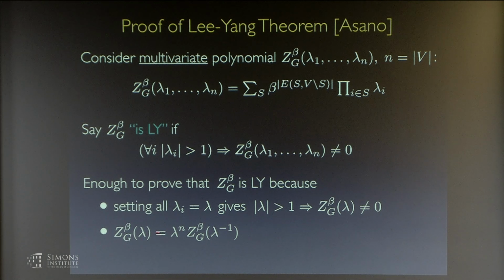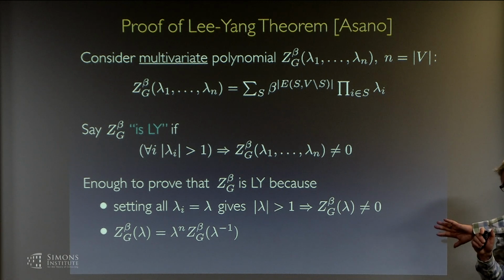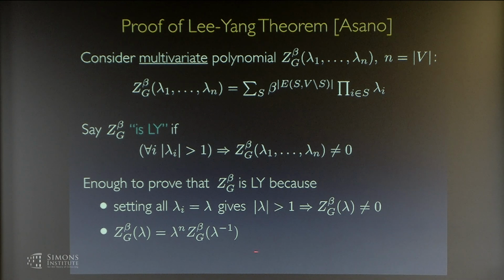And then by symmetry between lambda and 1 over lambda, so this polynomial is symmetric in lambda and 1 over lambda because basically you're either looking at one side of the cut or the other side of the cut. Okay, so in particular, Z of lambda is just lambda to the n times Z of 1 over lambda. And so it suffices to show that there are no zeros outside the unit circle, which implies immediately there are no zeros inside the unit circle. Okay, so this is what we want to show.